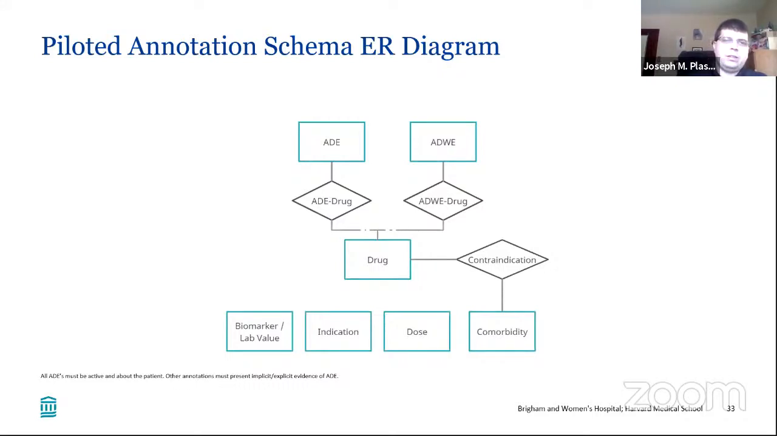During this iterative pilot study, we identified that ADEs were different from adverse drug withdrawal events, or ADWEs. And so we created a new entity for ADWE. Upon review of the pilot study, we decided to add back in attributes for resolved ADEs and relevant ADEs that were not the focus of this particular visit.